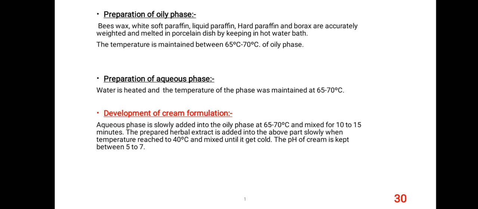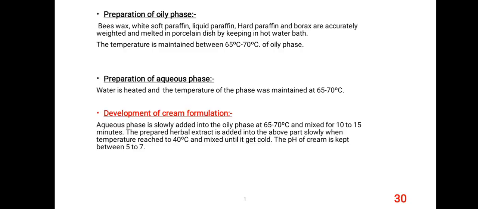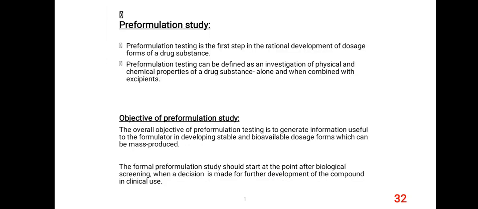Development of cream formulation: the aqueous phase is slowly added to the oily phase at 65 to 70 degrees Celsius and mixed for 10 to 15 minutes. The herbal extract is added slowly to the above mixture when the temperature reaches 40 degrees Celsius, and mixed until it gets cold. The pH is kept between 5 and 7 to match the skin pH.